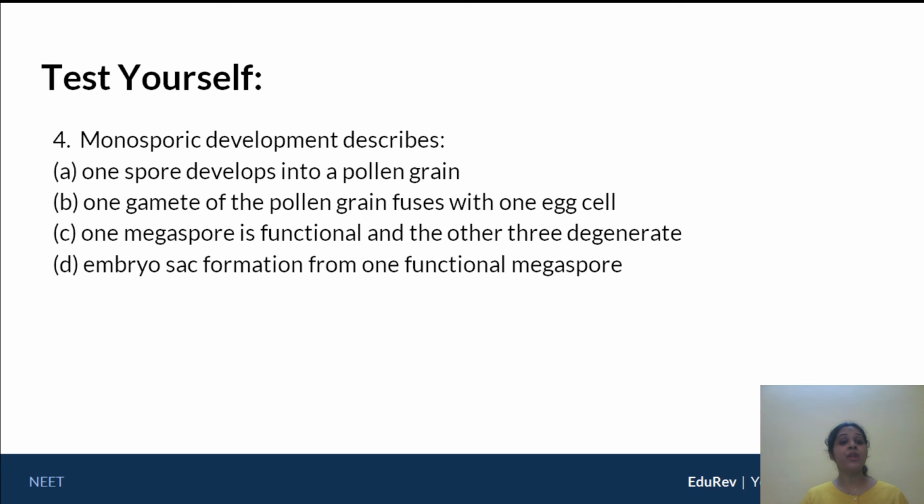The fourth question. Monosporic development describes: one spore develops into a pollen grain. Now, monosporic development is with respect to the female, so no question of pollen grains here. One gamete of the pollen grain fuses with one egg cell, that's false. One megaspore is functional and the other 3 degenerate. Now, this is a true statement, but this is not monosporic development. Option D, embryo sac formation from one functional megaspore. Now, that is what we mean by monosporic development, the formation of the embryo sac from that one functional megaspore.